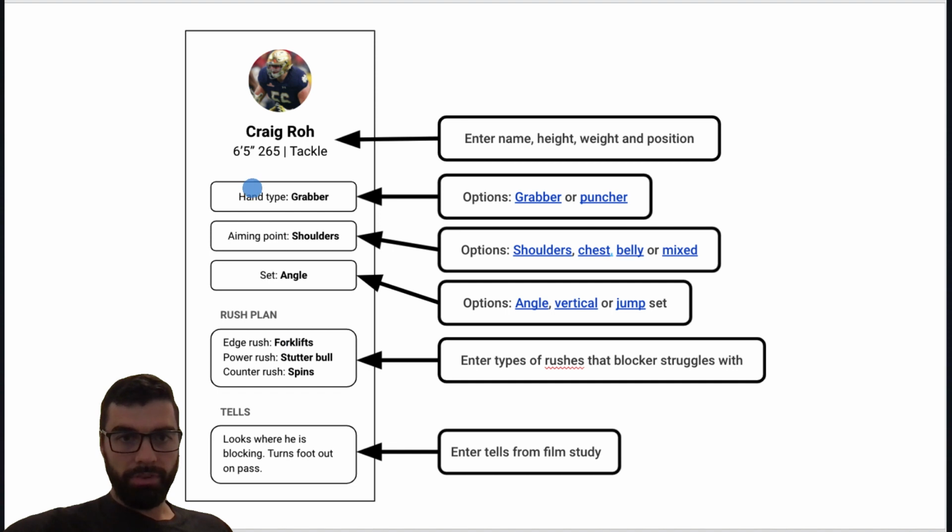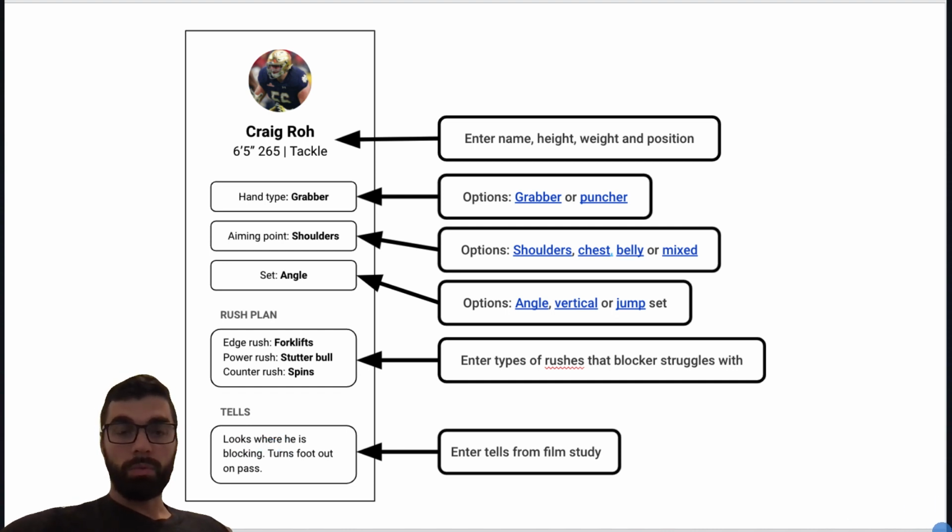So as you're going through your film, you can categorize the hand type, aiming point, set, and then think about what are the rushes that will counteract the offensive lineman's hand type, aiming point, set, and oh yeah, there's even a great area down here as well where you can put the offensive lineman's tells. Like if we go back to one of the first pictures I showed you of the offensive lineman staring at his block, I would put that tell right here. Obviously, I'd want to verify it, but this is a place for you to tell.